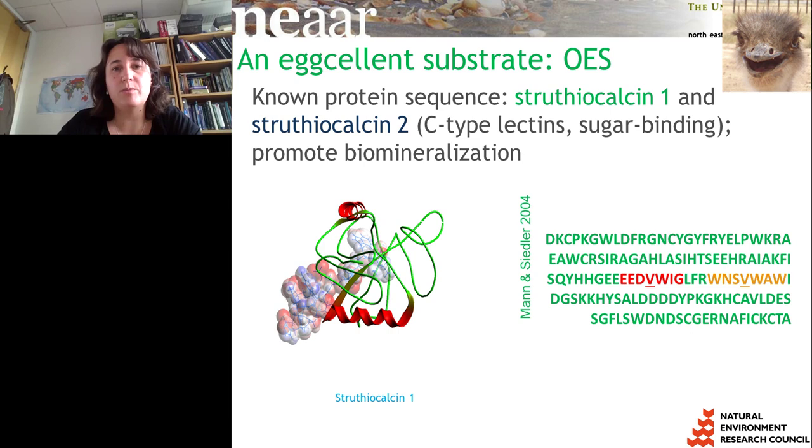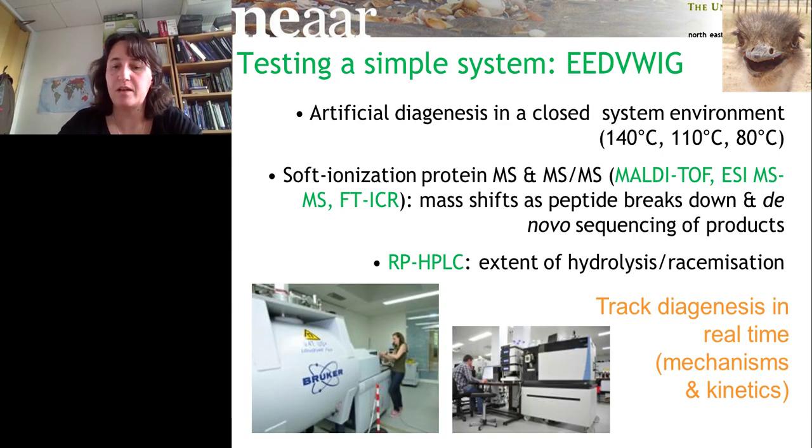So what we did was we looked at the whole protein, but we also looked at these short peptide fragments highlighted here in red and in orange, what we call EDVIG and WNSVWAW. We wanted to look at the whole protein, but also these peptides. We undertook a whole series of artificial diagenesis experiments in a closed system environment within the eggshell. We then demineralized the material and looked at what would happen if it didn't have the mineral to protect it. We then looked at these very short peptides to see what would happen in those circumstances.